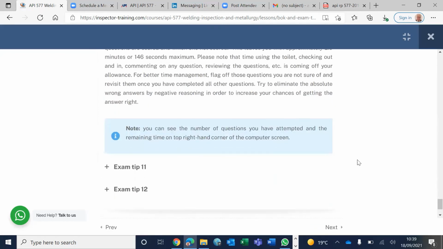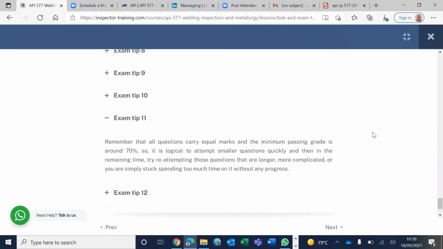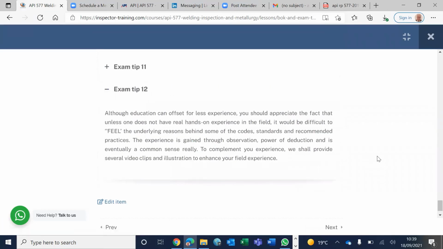Do proper time management. You can see the number of questions versus time spent, normally on the top right-hand corner of your screen during the exam. 70% is the pass rate. So try to attempt the smaller questions quickly, the ones you're absolutely sure of, and then go back to the questions that you think are difficult. Some of them, as I said, are practical type of questions, so you should have some experience, which is only gained through observation, but we try to compensate for that.